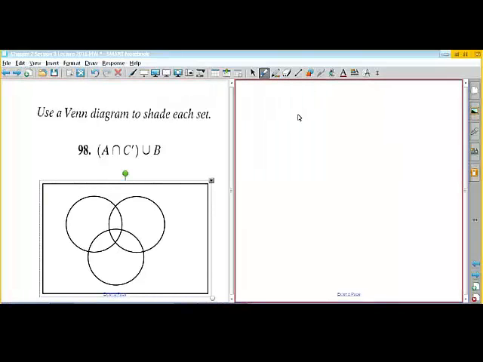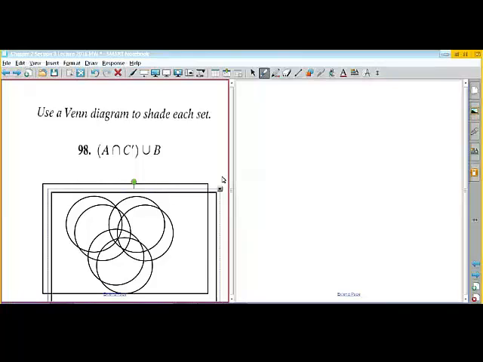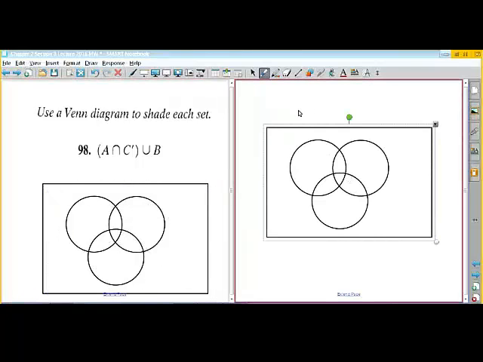So what I'm going to do, well, I'm going to clone that thing. I'm going to drag it over here. So just like we did before, rather than doing this whole thing, the first thing that we have to do is figure out what is the complement of C, where this is set A, this is set B, and this is set C.